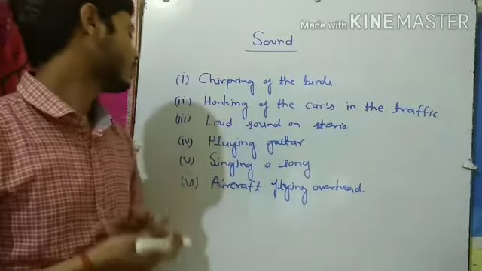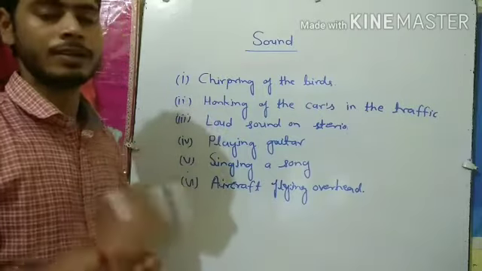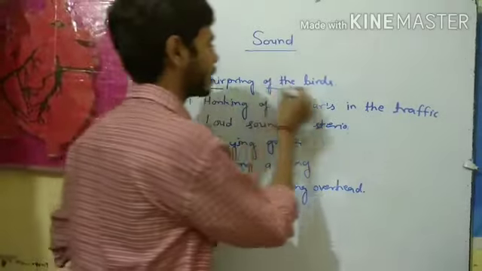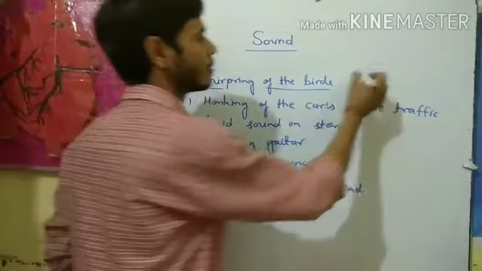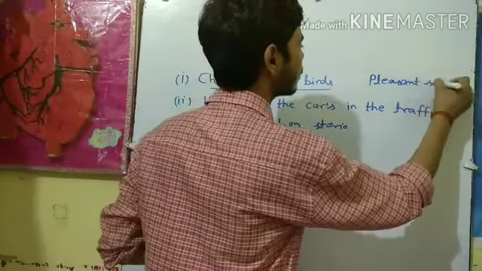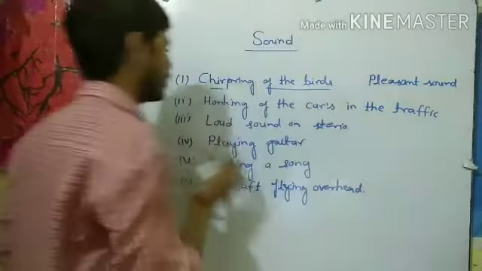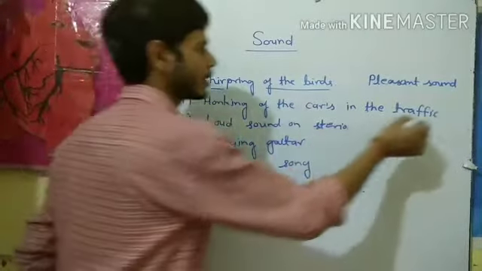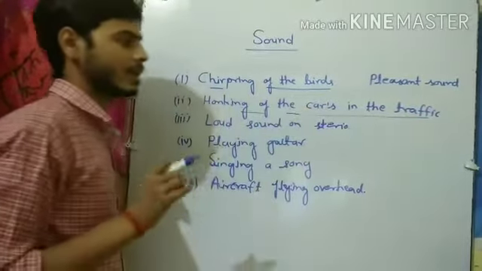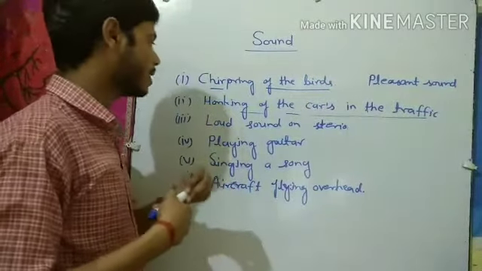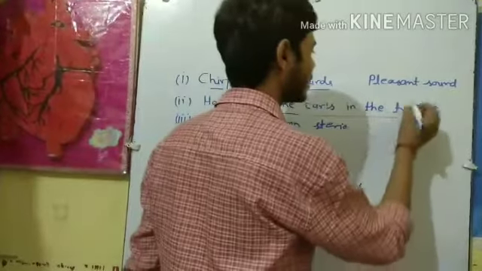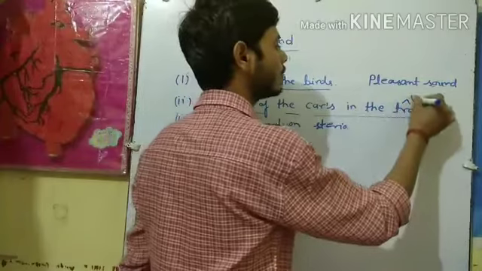Now tell me which sound is pleasant and which sound is unpleasant. So we will discuss. The chirping of the birds is a pleasant sound. We write here the pleasant sound. And honking of the cars in traffic: when the cars honk in the traffic, it produces a large amount of sound. So the honking of the cars in the traffic is an unpleasant sound. We write here unpleasant sound.